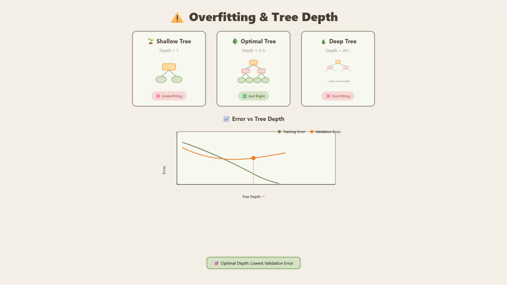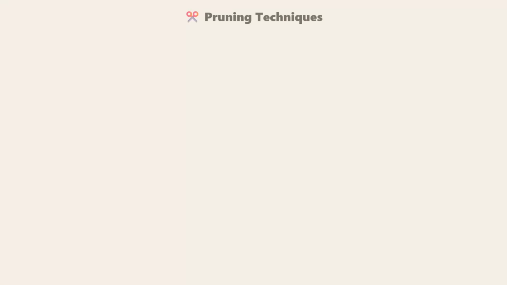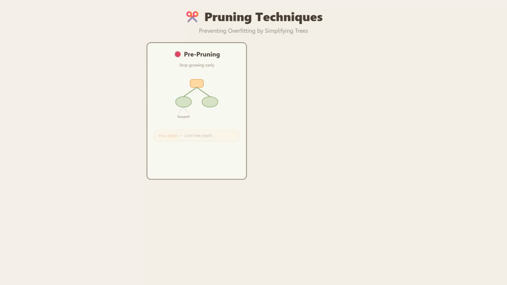This is why we never let decision trees grow unconstrained. We need to find that sweet spot where the model is complex enough to learn but simple enough to generalize. Pruning is the solution to overfitting in decision trees. Think of it like a gardener trimming a tree to help it grow better.